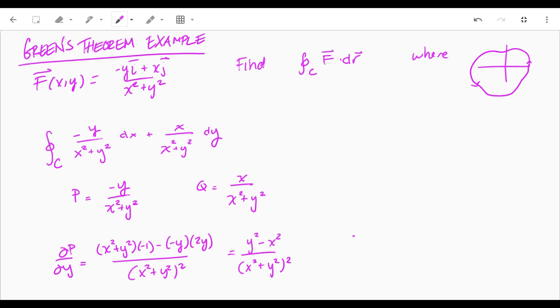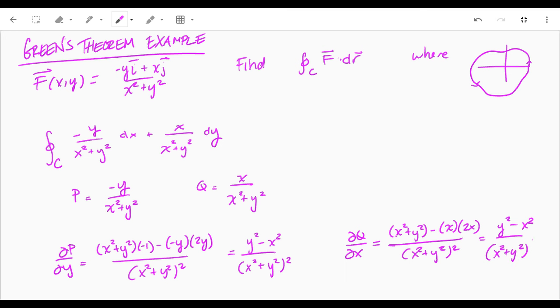Then if we do dQ/dx, we are going to get something very similar. Low d high minus high d low, all over low squared. So we're going to have x squared plus y squared minus 2x squared. So it's the same thing, and it's also not differentiable at the origin. So we run into some problems there, which is where Green's theorem helps us out here.